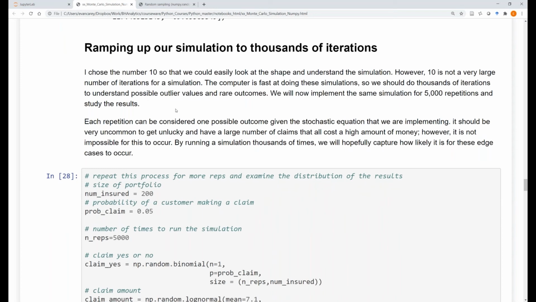I started with 10 so that you could easily see the shape and understand what we're doing, but 10 is way too small. When we're doing this, we really need a large number of simulations. And the computer's pretty fast at doing this, so it's pretty easy to crank it up. We can do 5,000 or 10,000 or 100,000, that sort of thing.